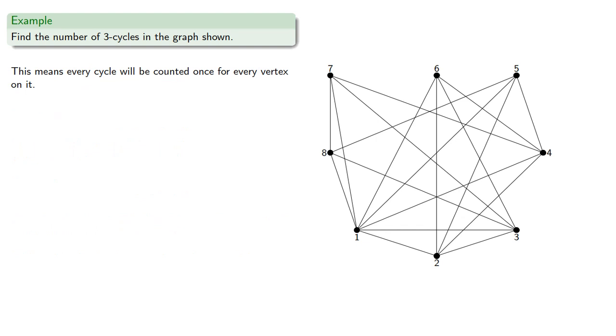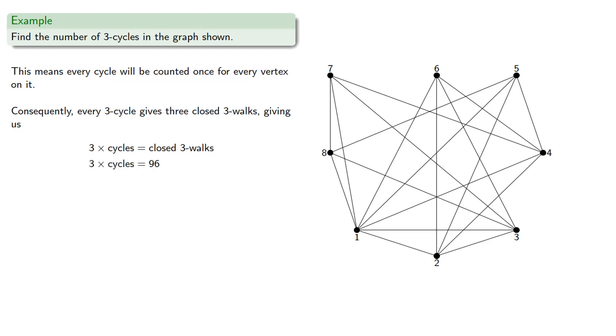And this means that every cycle will be counted once for each vertex on it. Consequently, every 3 cycle gives 3 closed 3 walks, giving us 3 times the number of cycles is the number of closed 3 walks. We know the number of closed 3 walks, and so there are 32 cycles. Or are there?